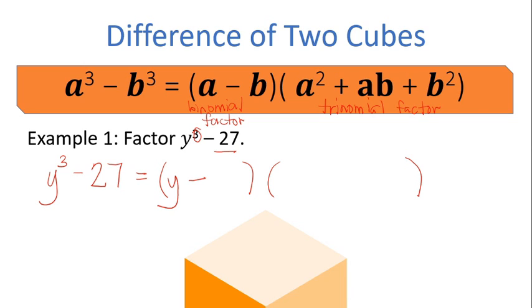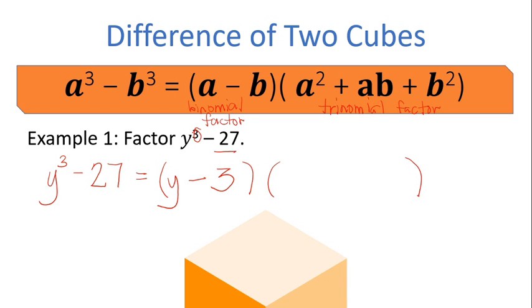Then get the cube root of 27. The cube root of 27, or the number that when you multiply by itself 3 times, is 27. The answer is 3. That means 3 times 3, 9 times 3. The answer is 27. Now, to get the trinomial factor, we're now going to look at the binomial factor.